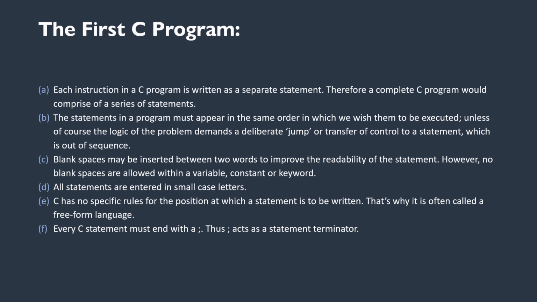wish them to be executed, which means that C is a procedural language, so the statements are executed in a procedural way. You have to arrange the statements in the order that you want them to be executed, right? There is an exemption for this, of course, when we are using jump statements, deliberate jumps and control statements. Then the statements stated in the jump sequence will be executed, right? So blank spaces may be inserted between two words to improve the readability of the statements.